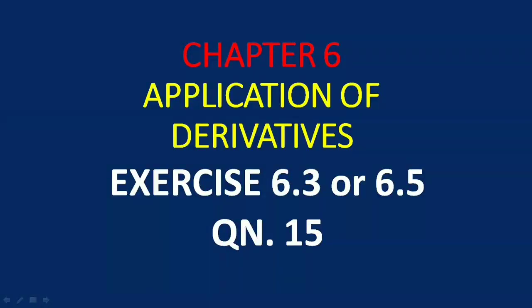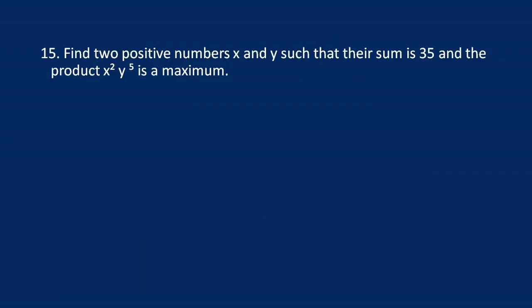Chapter 6, Application of Derivatives, Exercise 6.3 or 6.5 in the previous textbook. 15th question: Find two positive numbers x and y such that their sum is 35 and the product x square y raised to 5 is a maximum.